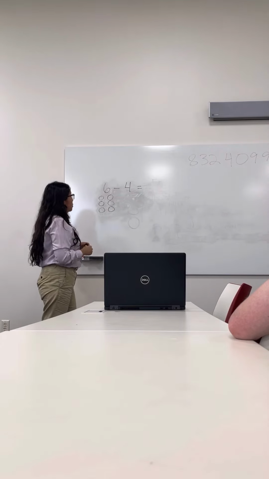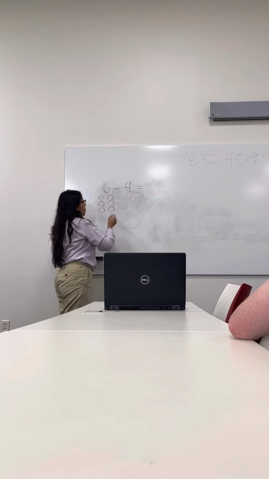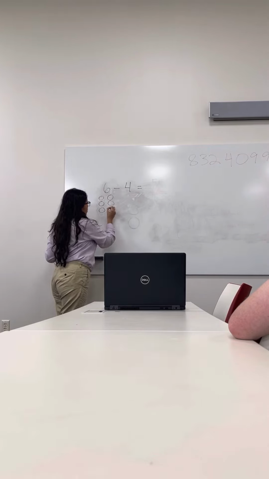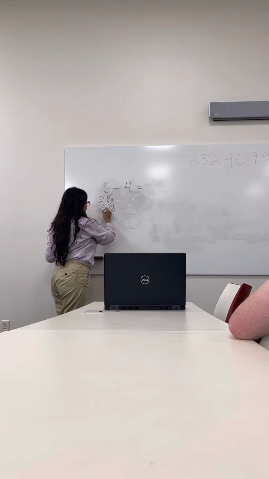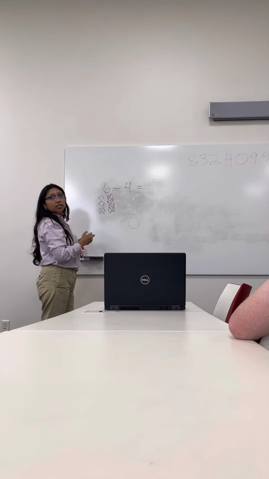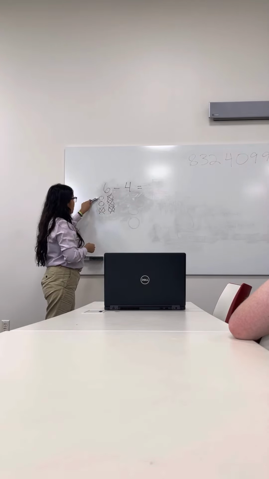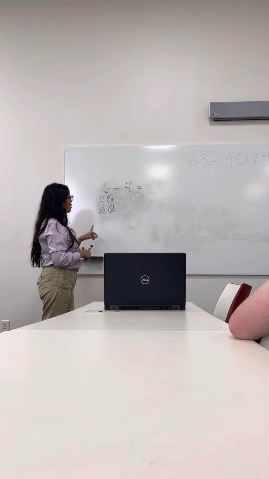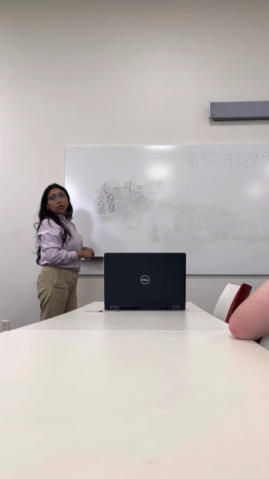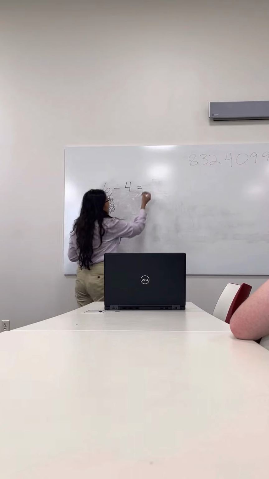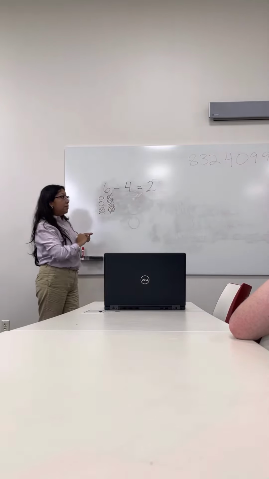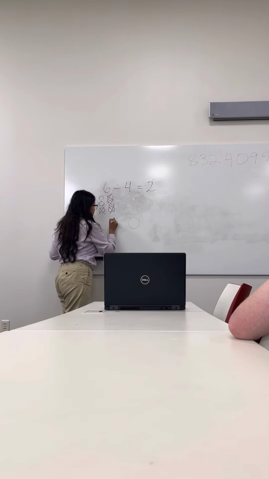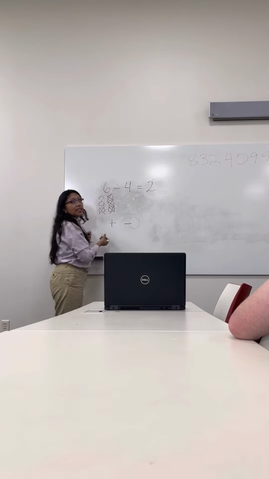So what we're going to do now is take away 4. We're not going to add 4 because we're subtracting now. So let's take away 4. There you go. Okay, so everybody, let's count. 1, 2. Okay, so 6 minus 4 is 2. Good job, everyone.